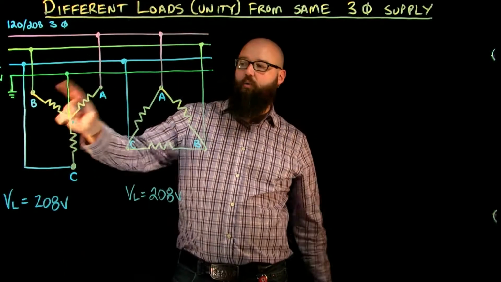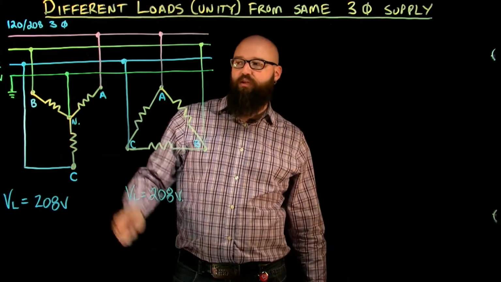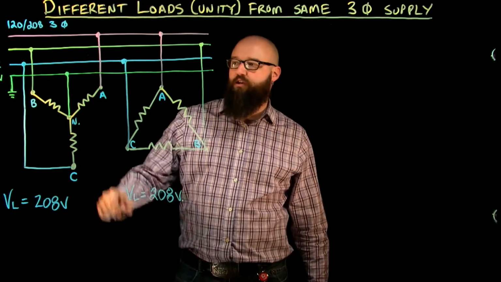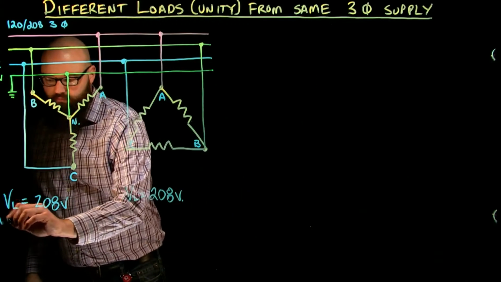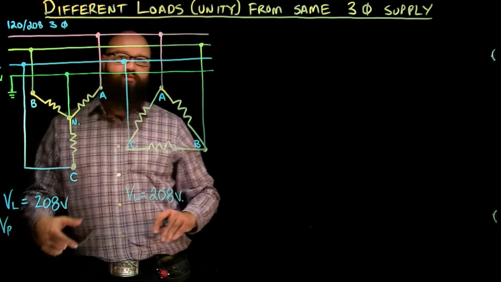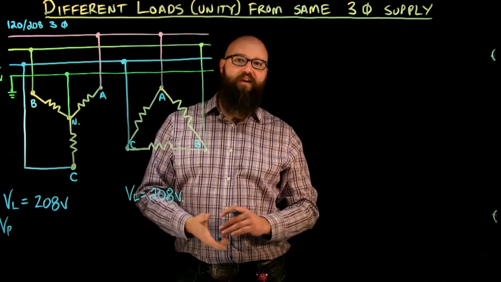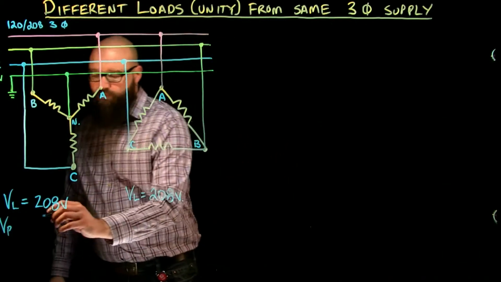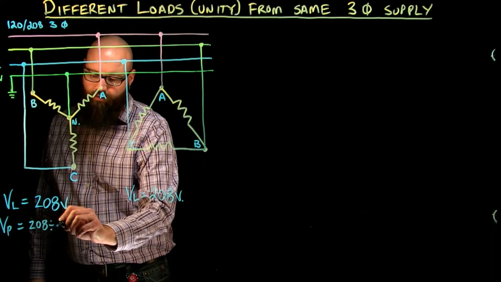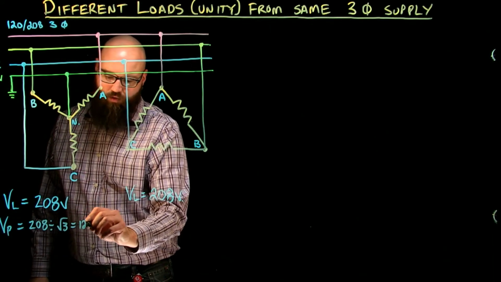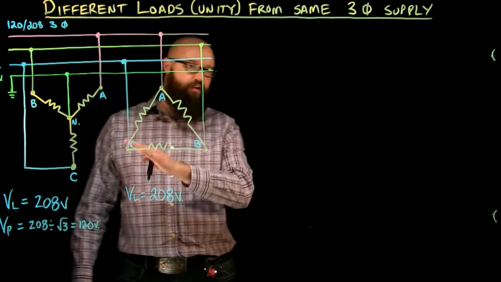Now, when we look at our Y-connected load, our phase voltage is not 208 volts. It's going to be 208 divided by root 3. That's going to be our voltage of our phase, or our voltage A to N. I'm only going to look at the A phase here in this video. So voltage of the phase is 208 divided by root 3, which is 120 volts because of that neutral point in there.